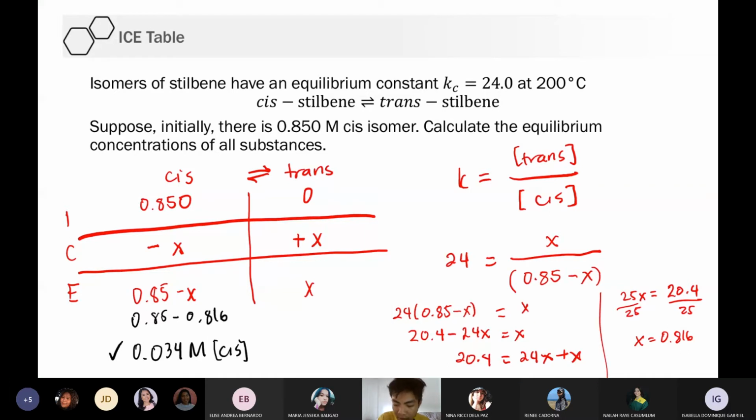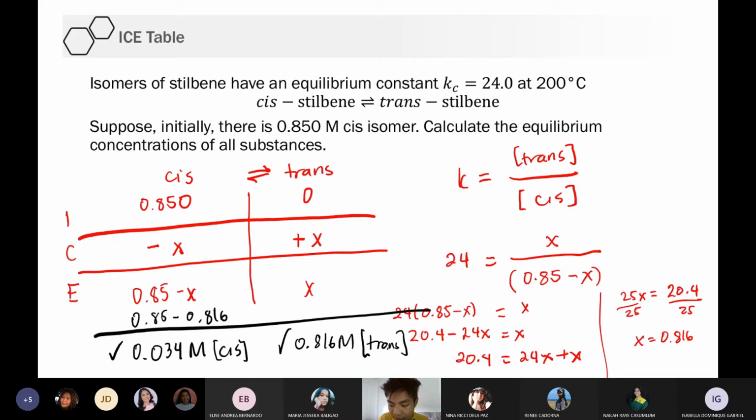How about the trans, no? Since the trans is just x, that means kung ano yung x natin, yun na yun. Wala na tayong gagawin. That's the concentration of your trans. Okay. So that's how we calculate for the equilibrium amounts of our chemical species, no? With the help of the ICE table.